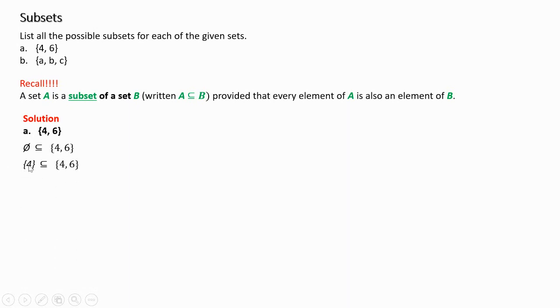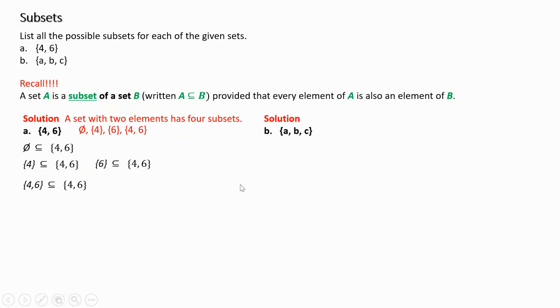Now let's do it one element at a time. So {4} is a subset of the set {4, 6}. Also {6} is a subset of the set {4, 6}. And every set is a subset of itself. So these are the subsets of the set containing 4 and 6. The set with 2 elements has 4 subsets.